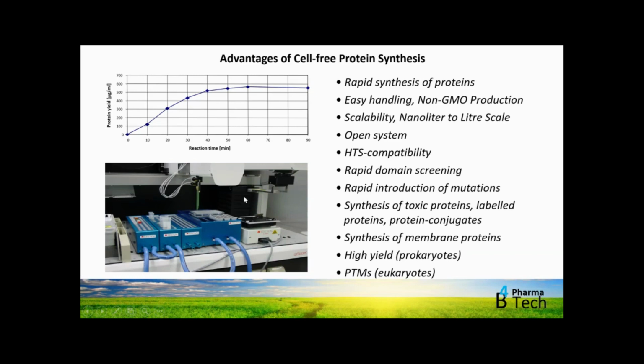A grabber takes the plate and puts it into the incubation oven, which is over here. Sorry for the black over black, it can hardly be seen, but the incubation oven is here. Then 96 proteins can be produced in parallel within 60 minutes. Here we see a typical time course of protein production in such a fully automated system.